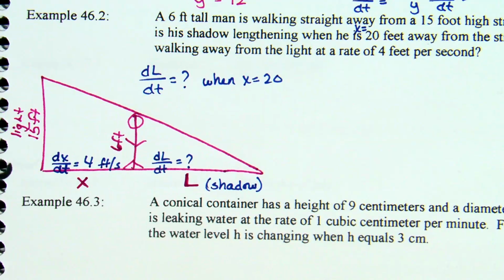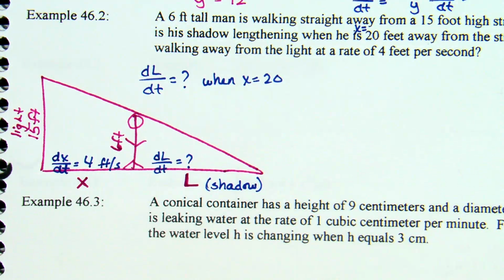Okay, do I have all the information down? I think I do. We have our picture, we labeled all the information we can, I wrote everything down that I can. I need an equation to connect all this.